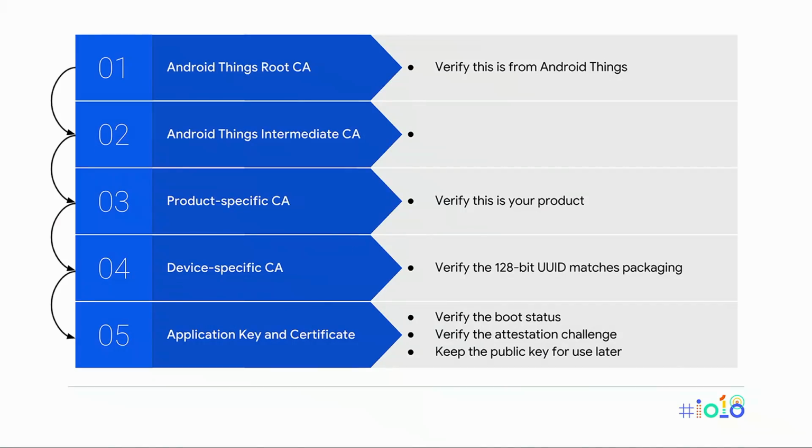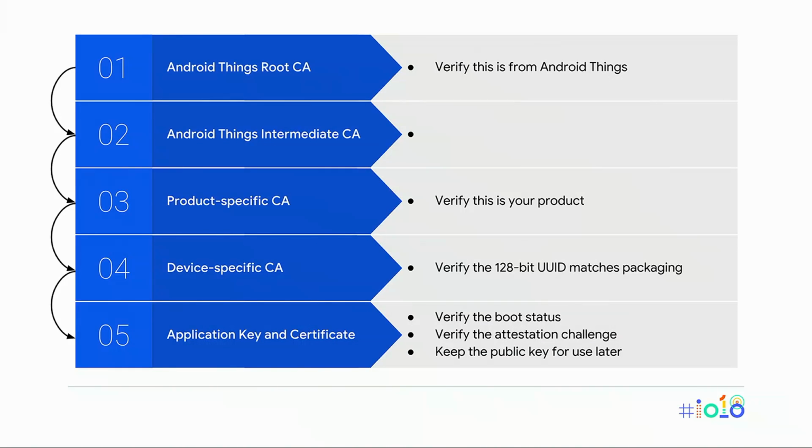But the gist of what you need to do is you need to verify that the certificate chain is connected correctly. You need to verify that the root is the trusted root from Android Things. You need to verify that it's your product ID. You can verify a 128-bit UUID for the device.